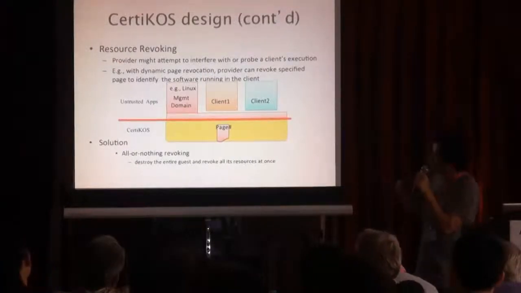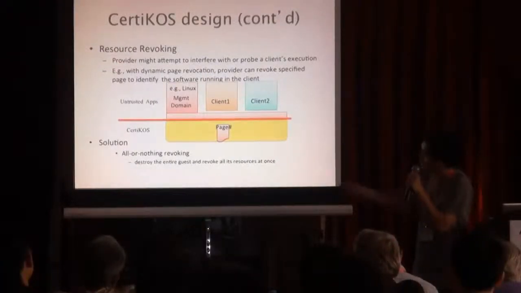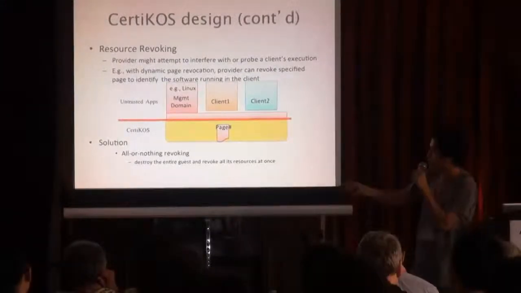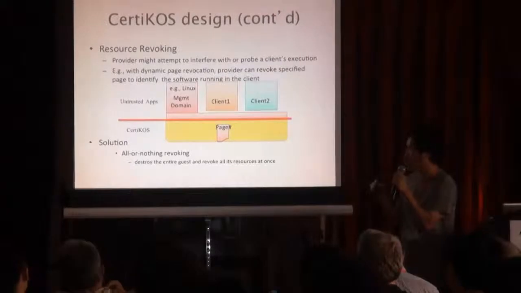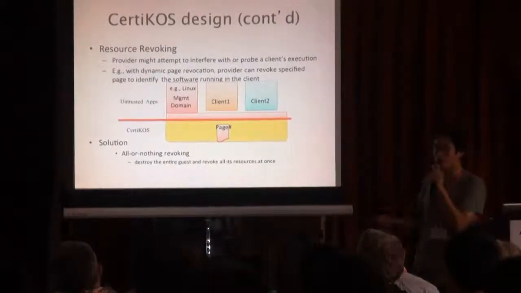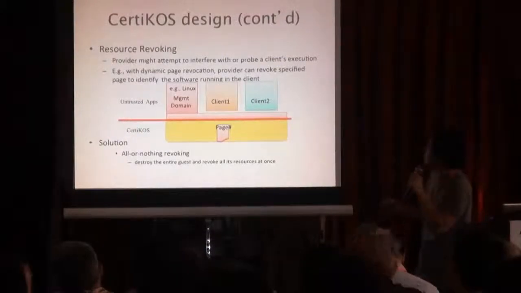So from our point of view, we introduce a solution of an all-or-nothing revoking strategy. That is to destroy the entire guest and revoke all its resources at once when the revocation is needed.